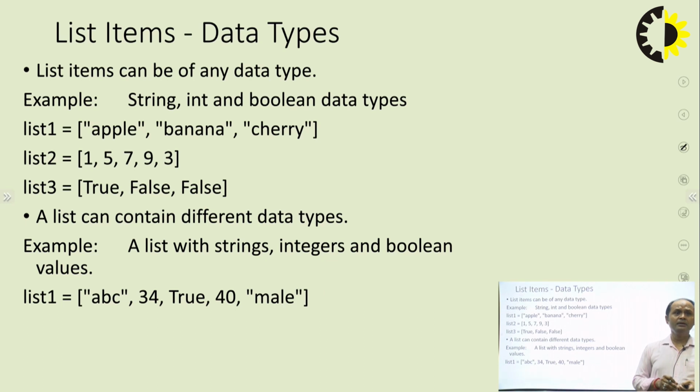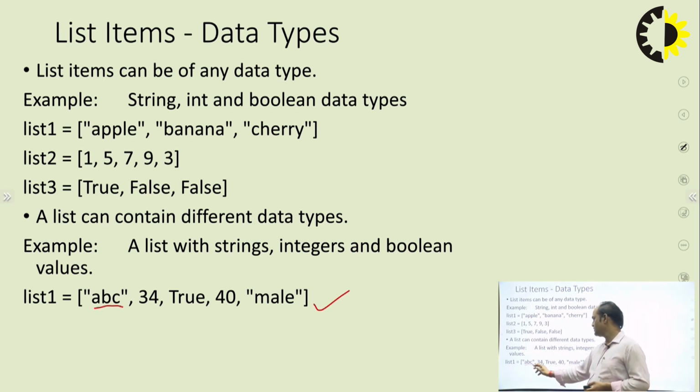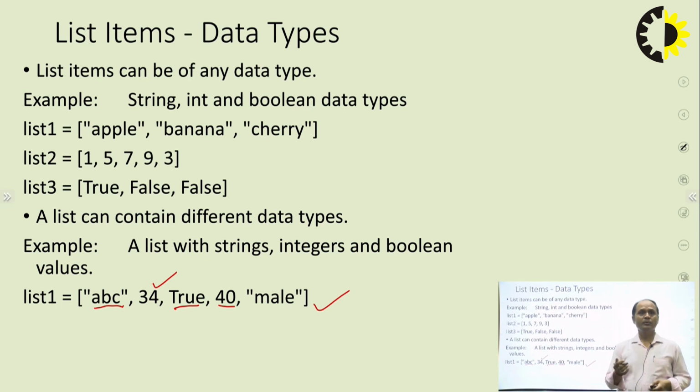A list can be string, integer or boolean values, or it can be multiple values also. What do you mean by multiple values? Like this list, it can contain a string, an integer, and also a string and integer again. We can mix up all these data types. It is also a very useful functionality of Python programming.